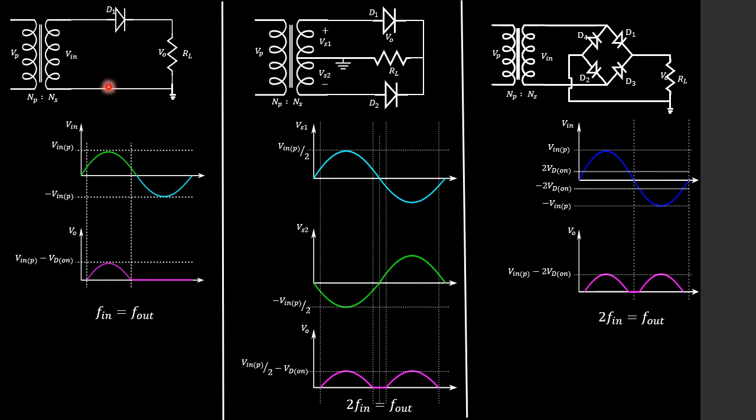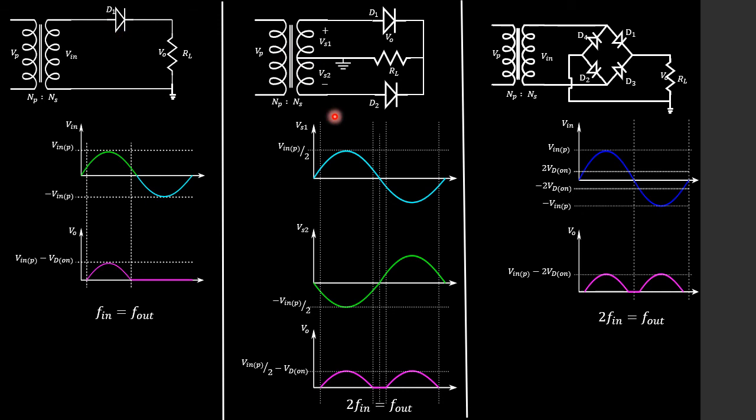We know that for our half wave rectifier circuit, we're only going to conduct on our positive half cycle. On the negative half cycle, we're not going to see anything. That's why the frequency of our input is equal to the frequency of our output. And of course, the peak of our output voltage is our input peak minus our diode on voltage, because we only have this diode to drop a voltage.